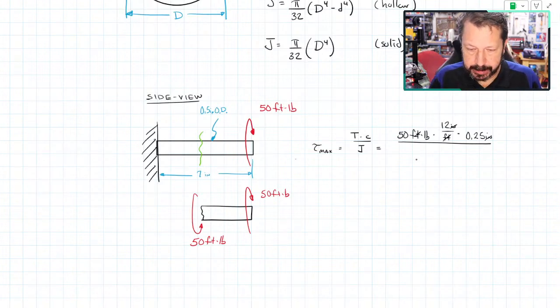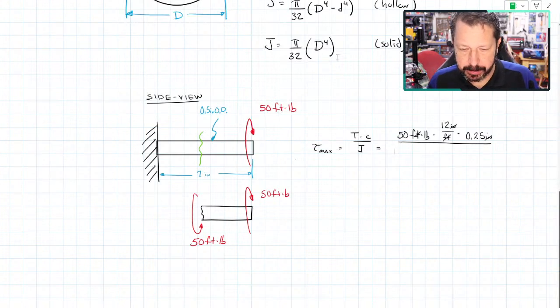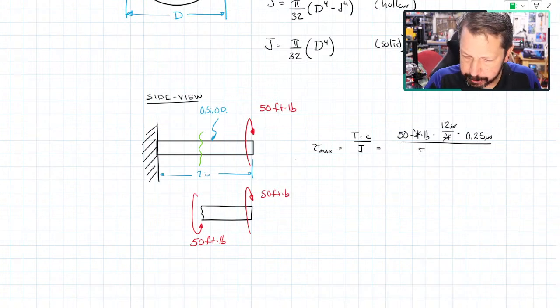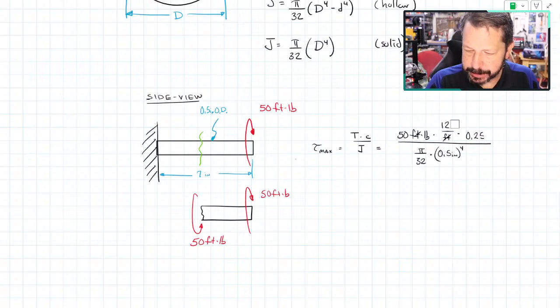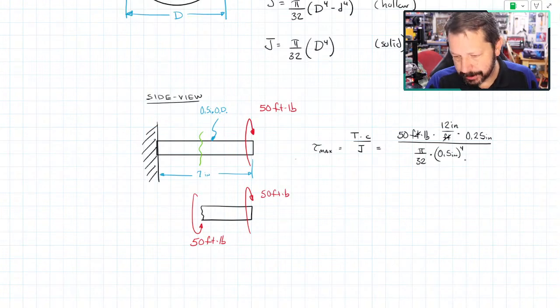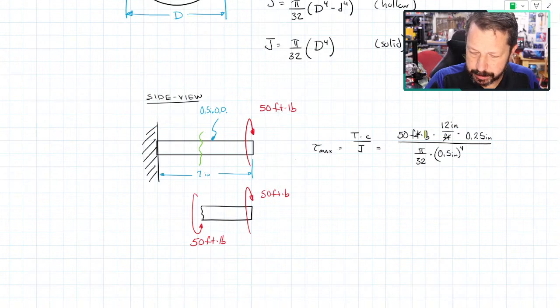So I do have the diameter equation here on the top of the screen. We'll use that one. Pi over 32 times outer diameter, 0.5 inches to the fourth. Oh, these inches don't, I'm sorry, those inches don't cancel out. They multiply together. So I have inches squared up there, inches to the fourth down here. Those inches cancel out, and I'm left with pounds over square inches.